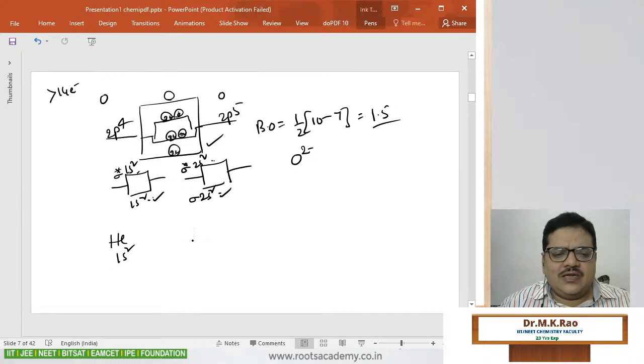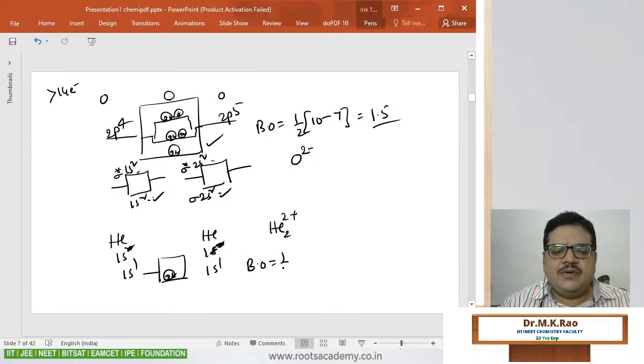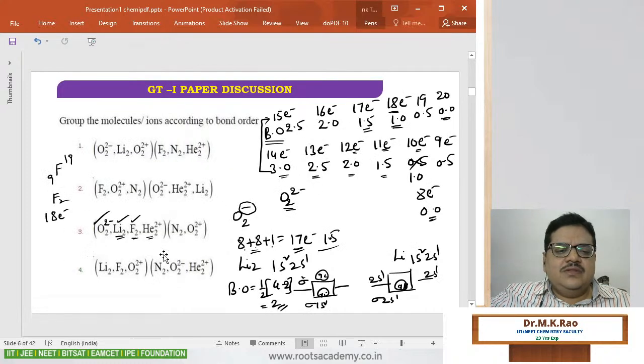Helium 1s2, another helium also 1s2. But they are saying helium 2, 2 plus, means remove 1 electron. It will become 1s1. It is also becoming 1s1. If you write their configuration, it is 2 electrons. So bond order is equal to 1 by 2 into 2, so it is 1. So if you are considering the previous question, this set is correct. Which set is correct? Option C, this set is correct. All are bond order 1.0. This is a correction for O2 2 minus.